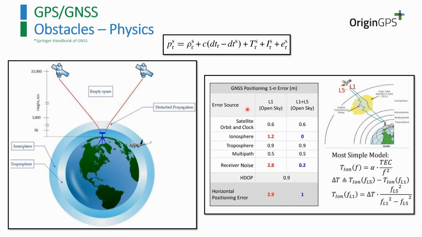And there are also values for this. For example, what will be the inaccuracy because of the ionosphere. So you can see here that the error will be 1.2 meters. So there are more errors that come because of this.